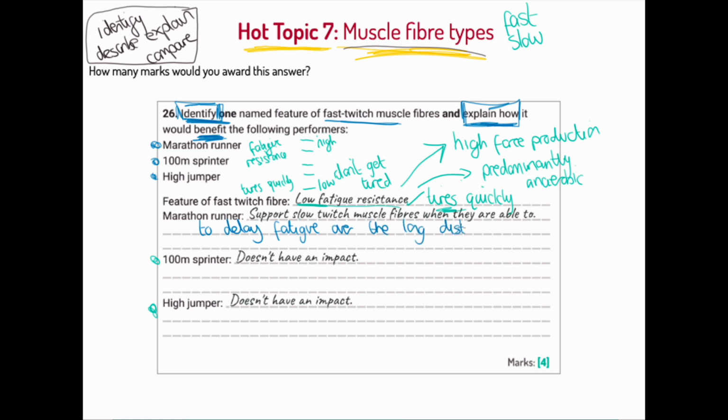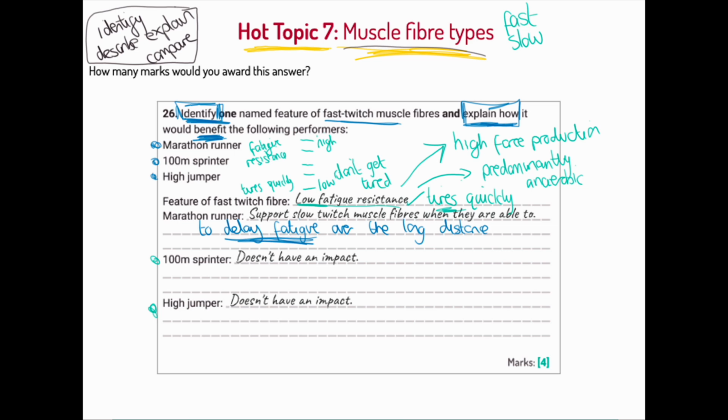So it's all about helping to put off that fatigue. Marathon run, 26 miles, 26.1 miles. It's a heck of a long way. So our slow fatigue resistance means that they are able to delay fatigue. So they can carry on going for longer without tiring. So I think that's quite a tricky one. Let's move on.